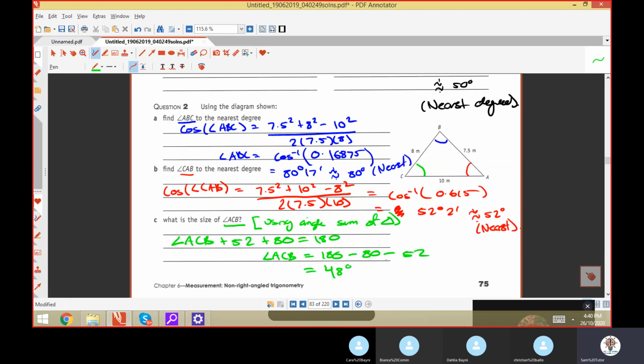So in this case, cosine C is going to be A and B, the two sides next to the angle. It doesn't matter which one is A and which is B, as long as C is the one that's opposite to the angle.